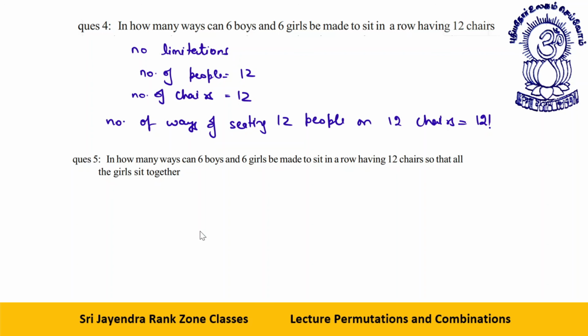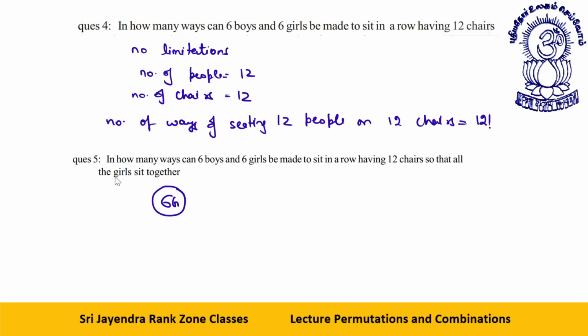Let's take the next one. In how many ways can six boys and six girls be made to sit in a row having 12 chairs so that all the girls sit together? See, dear friends, we have all the girls sit together. Let's say we have 12 chairs. Assume out of those 12 chairs, 6 chairs are combined in such a way that only 6 girls will sit on those chairs. So, first, I combine the 6 girls, they become one entity now.